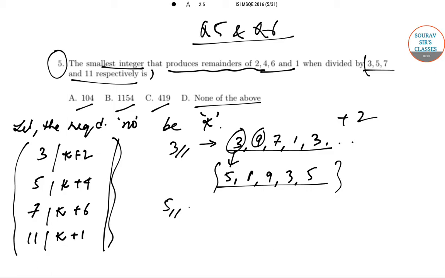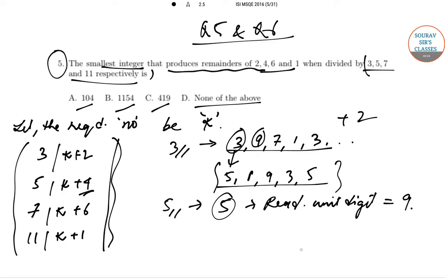Similarly for 5, the unit digit is always 5. Now the required number, when divided by 5, gives a remainder of 4. So in that case the required unit digit is 9. Similarly for 7, 7 to the power 1 is 7, 7 to the power 2 is 49, so the unit digit is 9, 7 to the power 3 is 49 into 7, that is 3, and then the next unit digit is 1, and then it is 7, and it continues like this.